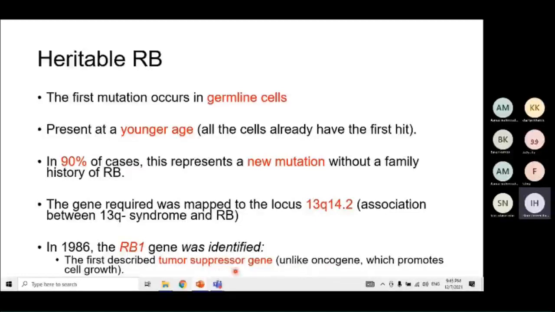And as a tumor suppressor gene, it's presented with two copies on the two chromosome 13s. So chromosome number 13 has two copies. Each one of them has a copy of the retinoblastoma 1 gene. For the retinoblastoma to happen, we need to have inactivation of both copies of the retinoblastoma 1 genes. In inheritable retinoblastoma, inactivation of the first copy occurs as a germline change, while inactivation of the second copy is considered as a second hit. And this is why it happens in younger age, because all the cells coming from the germline cells have already had the first hit.